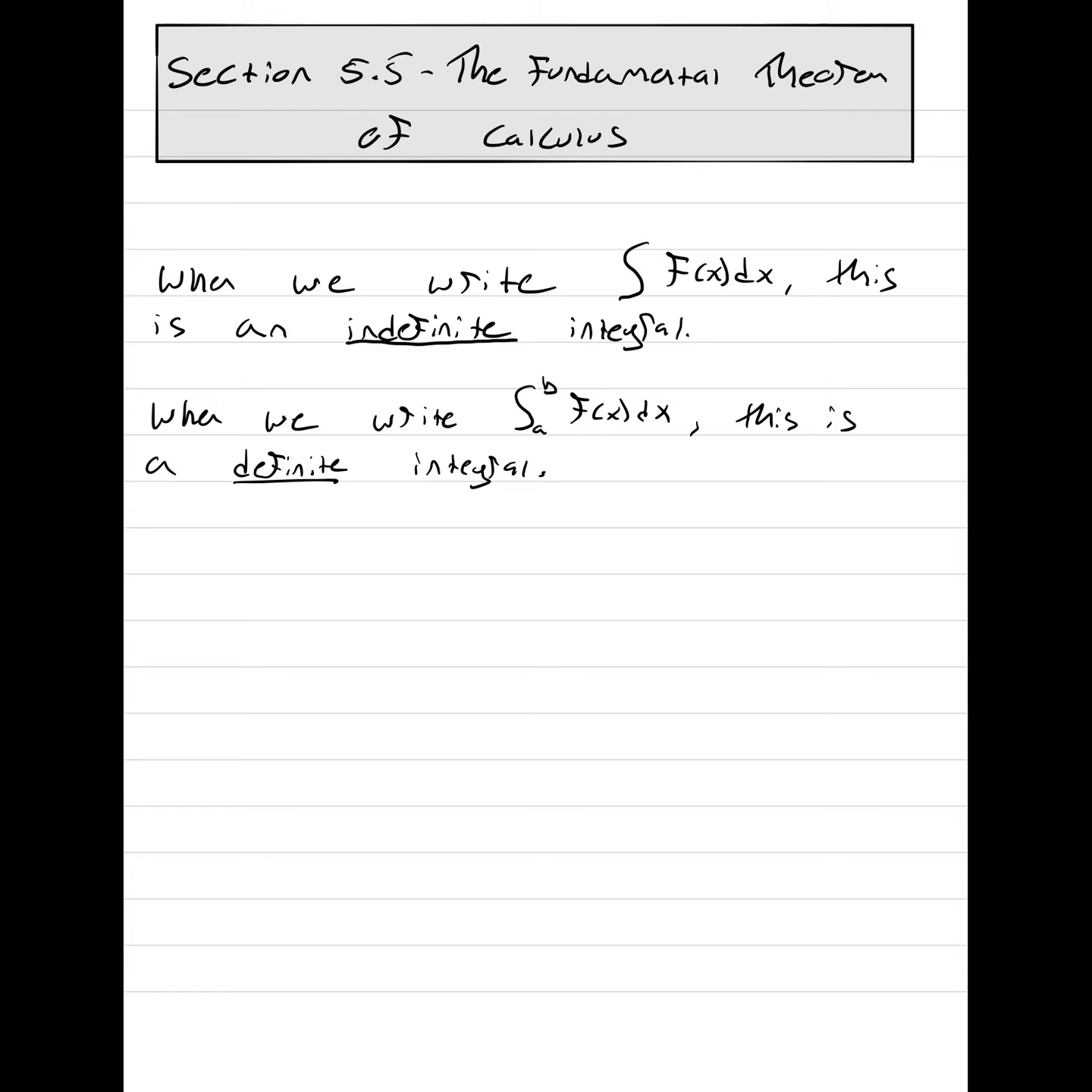And just so we see a picture, and I think you guys have seen this before, if we have two points A and B, and we have our function which looks something like this, and let's just call this f of x, then the definite integral will find this area exactly.